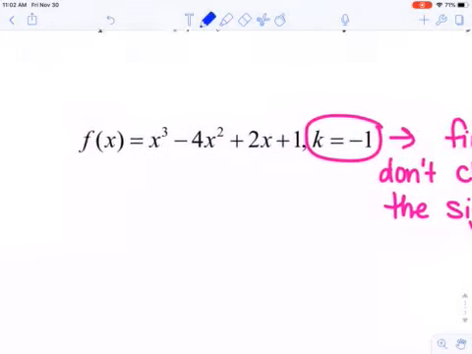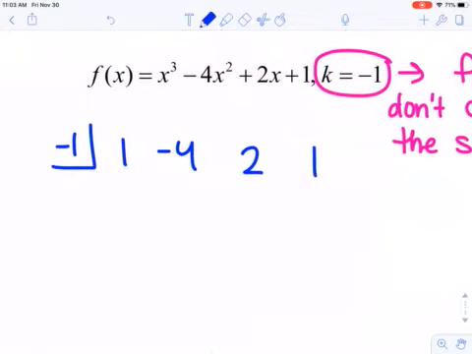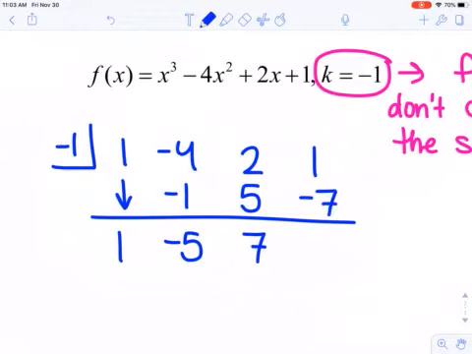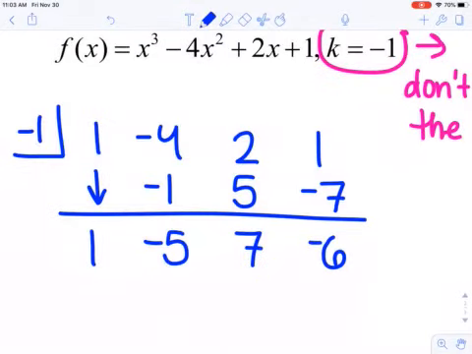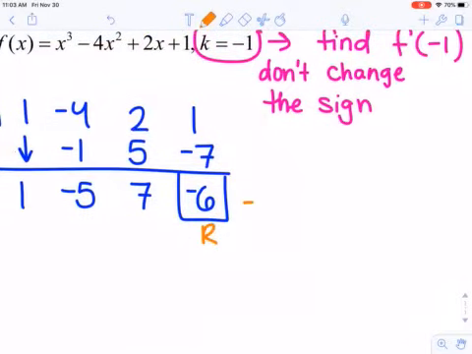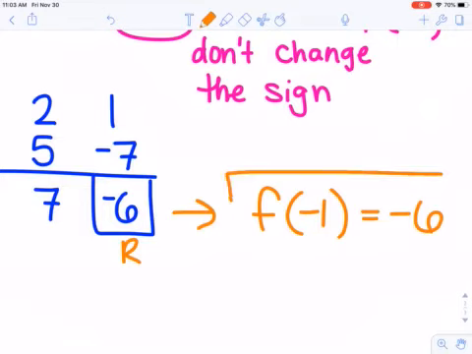So what we're going to do is just put -1 in the window. My coefficients are 1, -4, 2, and 1. Do your synthetic division. Drop down the 1. 1 times -1 is -1. Add, we get -5. Times -1 is +5. 7 times -1 is -7, plus 1 is -6, and that is the remainder, which means f of -1 is -6. And that's it, guys.